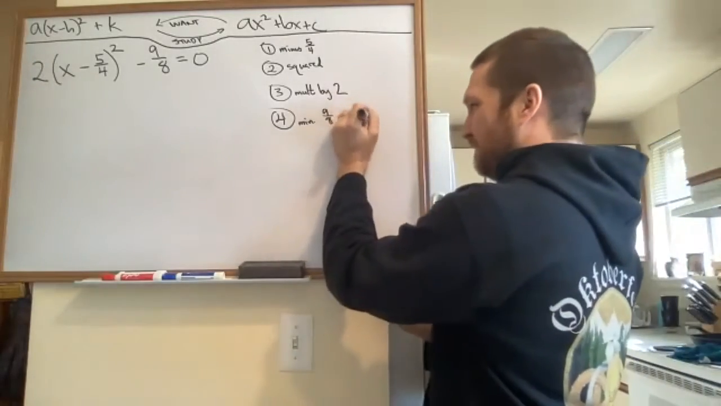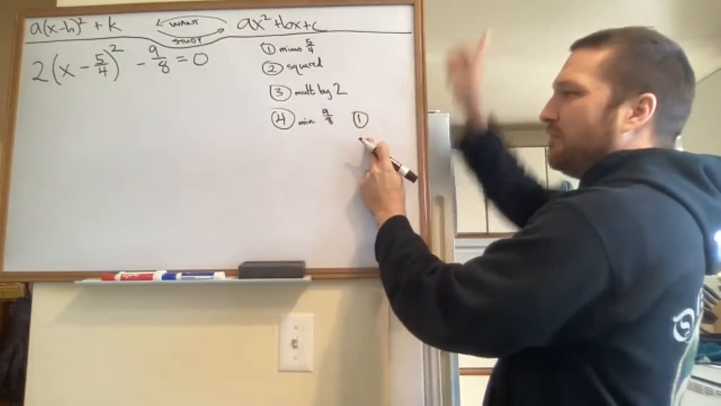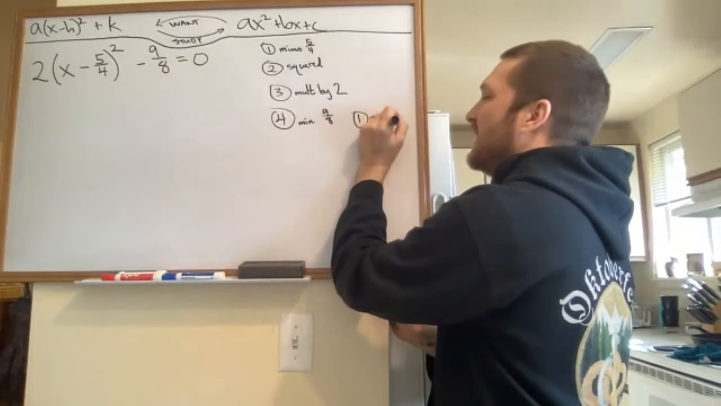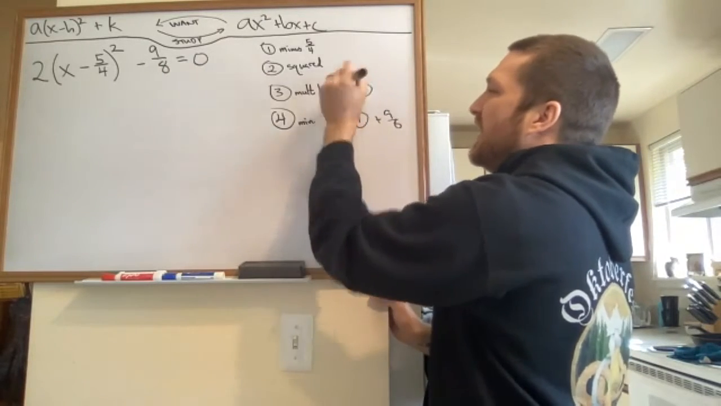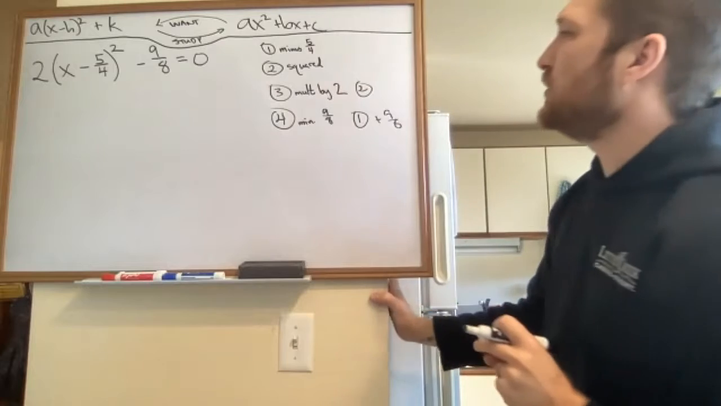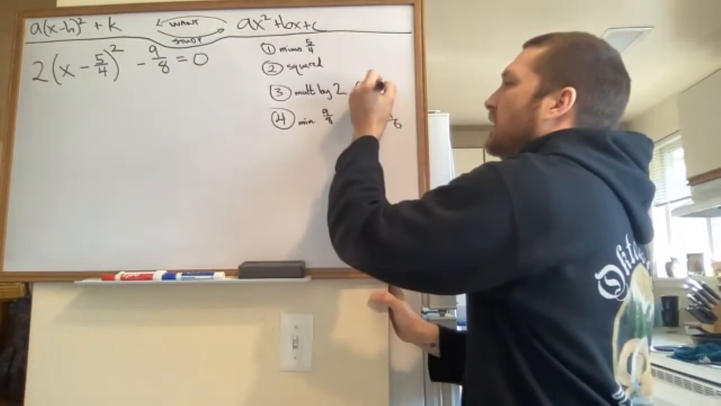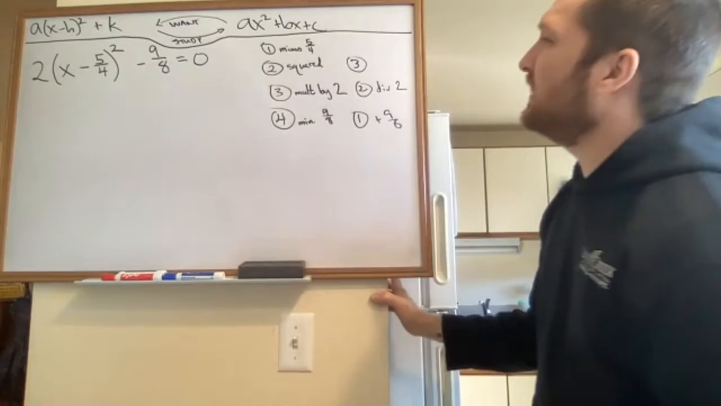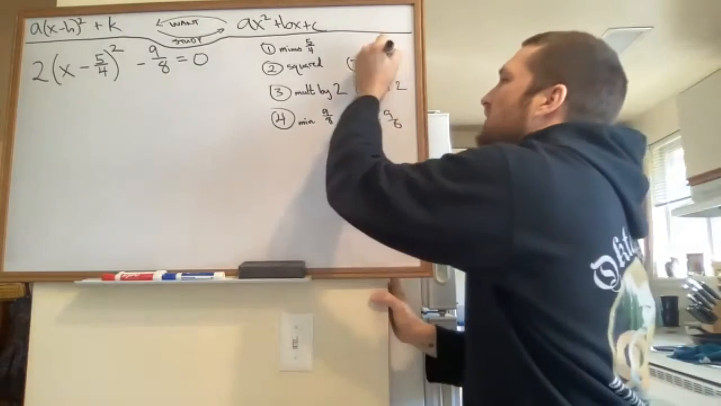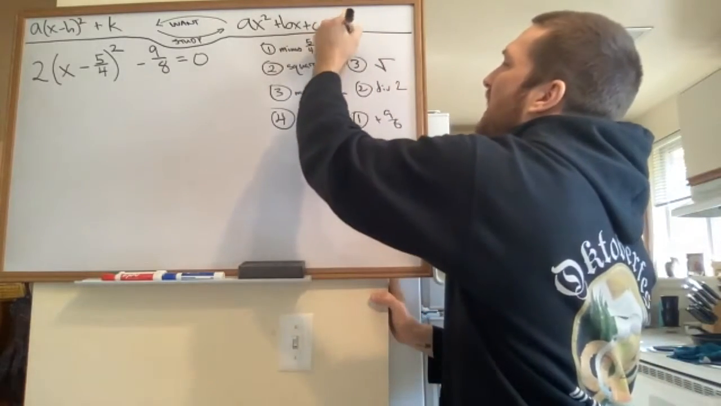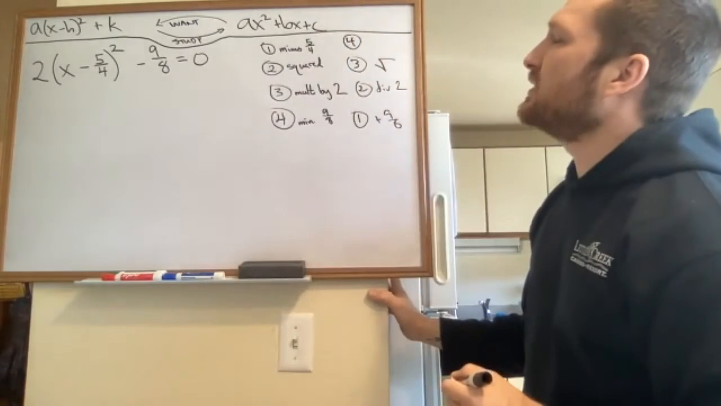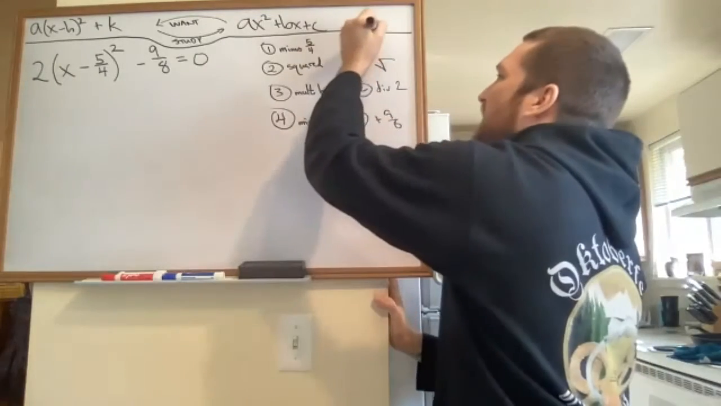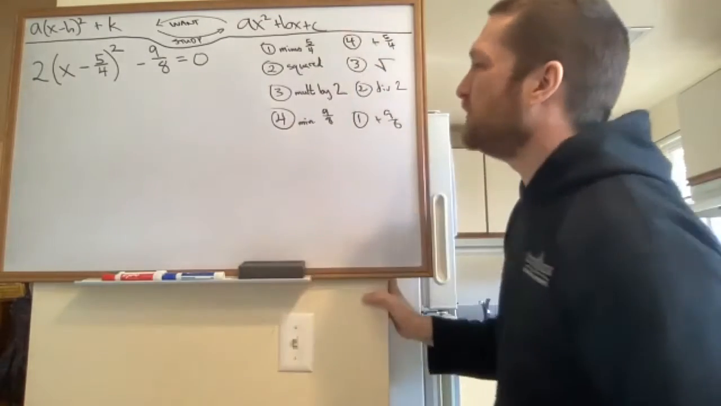So what's the opposite of minus 9/8? Plus 9/8. And then what's the opposite of multiply by 2? Divide by 2. What's the opposite of squaring something? Square root. We take a square root. And then the last thing will be, what's the opposite of minus 5/4? Plus 5/4. Okay, so let's go ahead and do that.